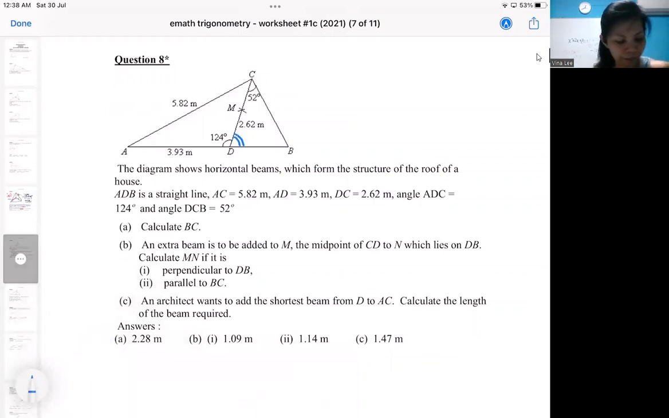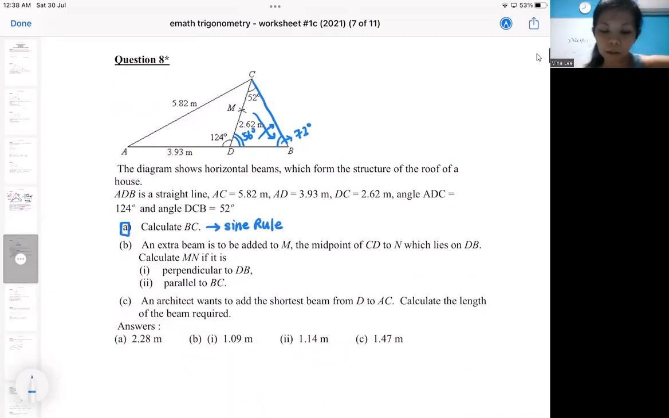angles on the straight line. So do account for it. And because of angle on the straight line, you can actually get angle sum of triangle. So that should help you to find BC. So BC should be able to find it by sine rule. So part A, you should be able to use sine rule. So give it a try, make sure you can get the answer.